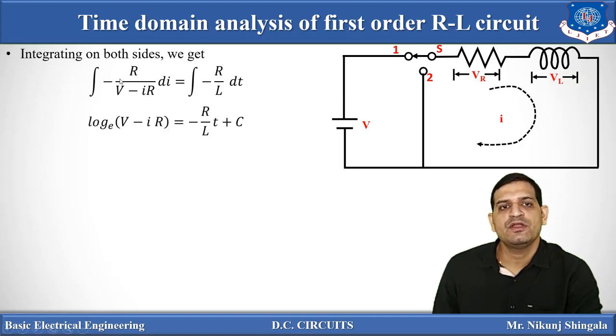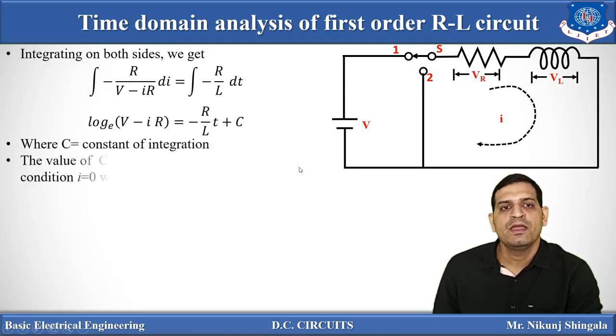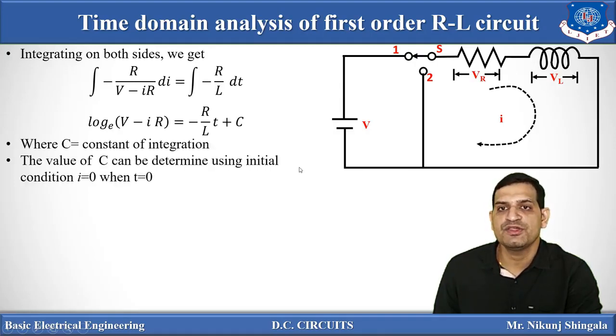If we take the integration of this, we get log(V - IR) to the base e equal to -R divided by L into t plus C, where C is a constant of integration which can be found using the initial condition. Now for this circuit, what is the initial condition? At time t = 0, when the switch is closed, the current at that time was 0. So at I = 0, t was 0.